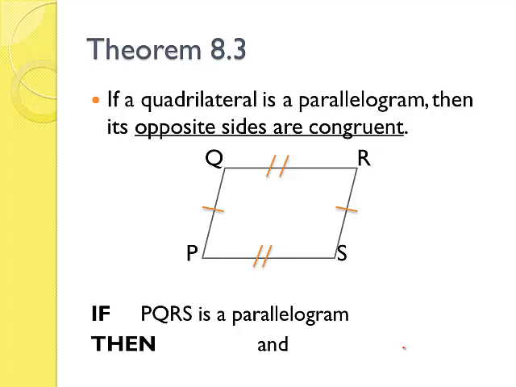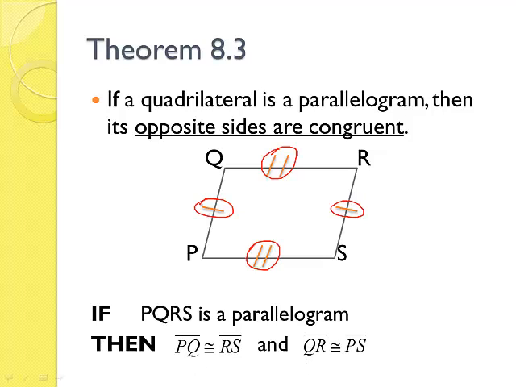A few theorems are associated with this. If a quadrilateral is a parallelogram, then not only are both pairs of opposite sides parallel, but both pairs of opposite sides are congruent as well. Remember the congruent notation: double dash marks indicate these two side lengths are congruent, single dash marks indicate these two side lengths are congruent. So if PQRS is a parallelogram, PQ is congruent to RS, and QR is congruent to PS.